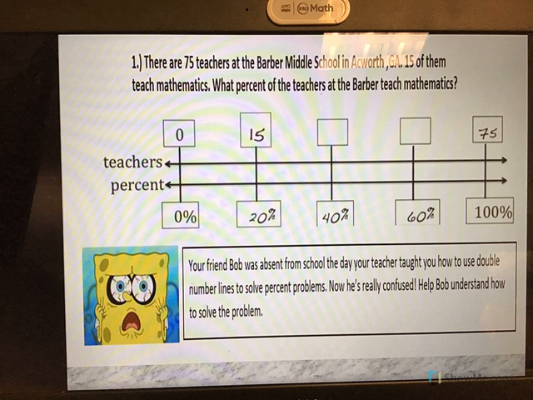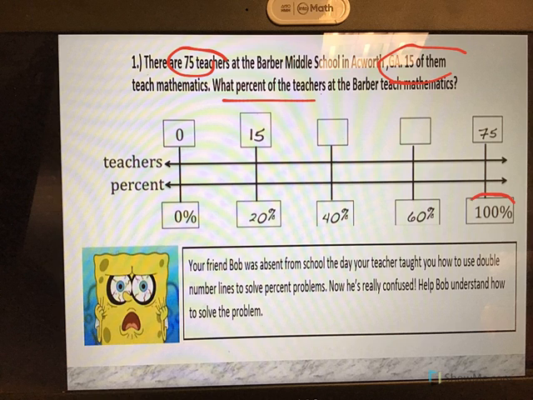Okay, this one, when you look at it, it might be a little bit confusing, but this information was already given to you, and you're just filling in the missing blanks. So your friend Bob was absent from school the day that the teacher taught how to use double number lines to solve percent problems. Now he's really confused. Help Bob understand how to solve the problem. So if you notice, it says there are 75 teachers and 15 of them teach math. This time we want to find the percent.